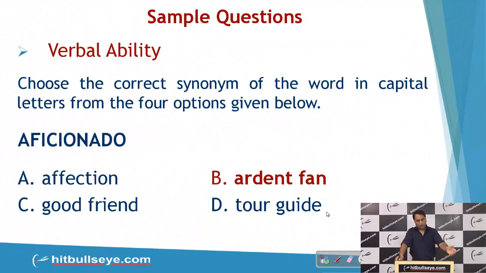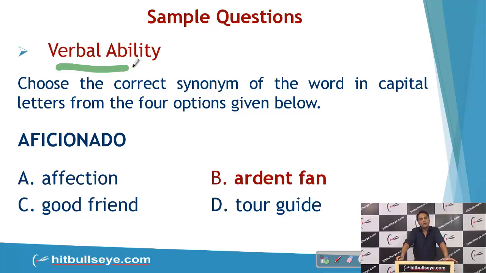Having discussed the various sections and the test pattern, let's look at some sample questions from the previous SNAPs over the years. Verbal ability, let's look at this question. Choose the correct synonym of the word in capital letters from the 4 options given below. Aficionado. And the 4 options: affection, ardent fan, good friend, tour guide.